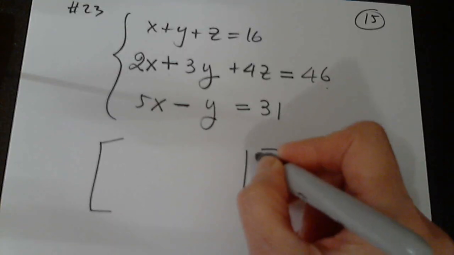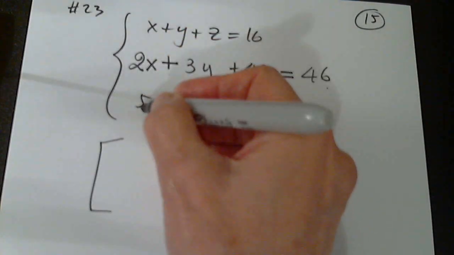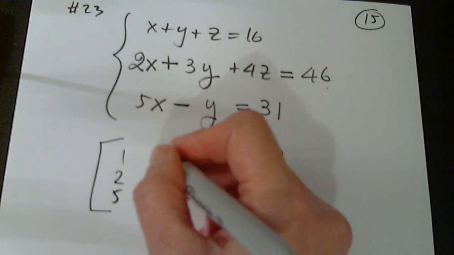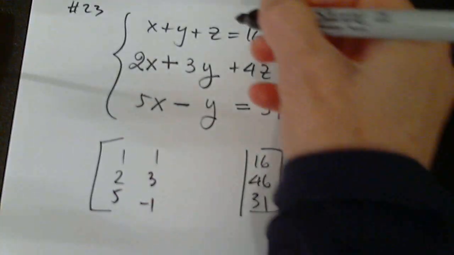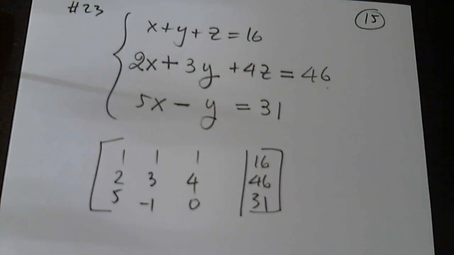16, 46, 31. 1, 2, 5. 1, 3, negative 1. 1, 4, 0. Done.